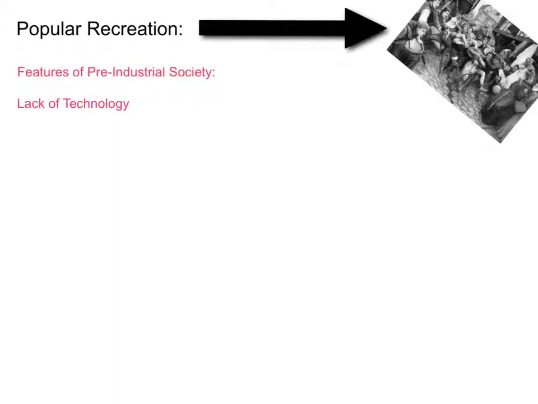A second feature would be limited transport and communication. Pre-industrial Britain was a time when there were no aeroplanes or cars, and the train had not yet become an important feature. This meant that most travel was done either by foot or by horse and cart.